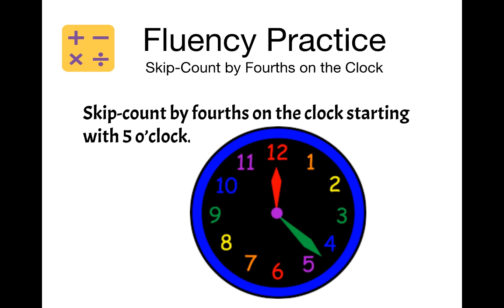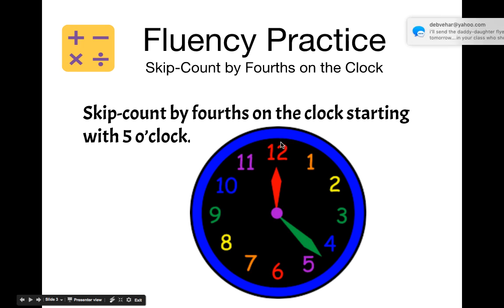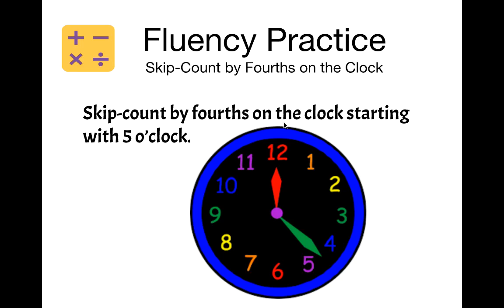So let's go ahead and count by fourths on our clock starting at 5 o'clock. Remember, we are dividing our clock into 4 different sections. So we're going to start right here at 5 o'clock. We're going to do 5, 5:15, 5:30, 5:45, 6, 6:15, 6:30, 6:45, 7, 7:15, 7:30, 7:45, 8. All right, very good job.